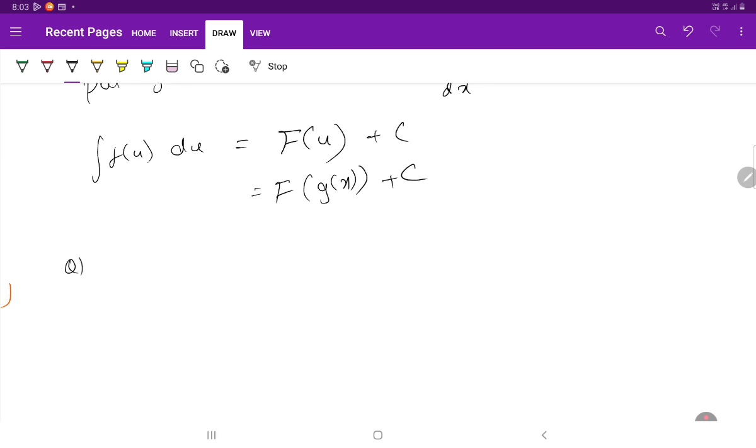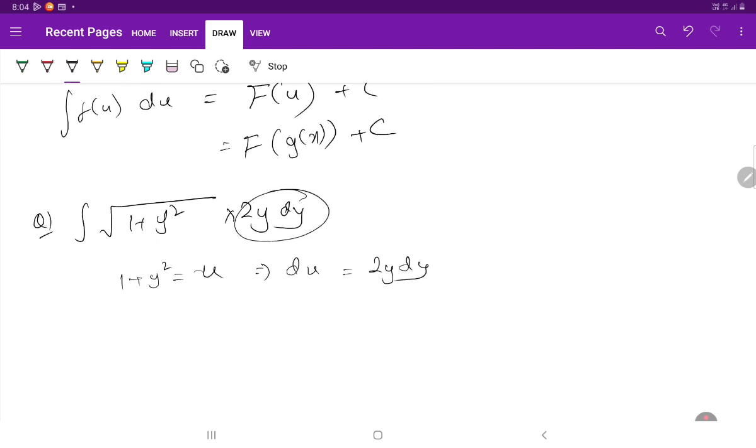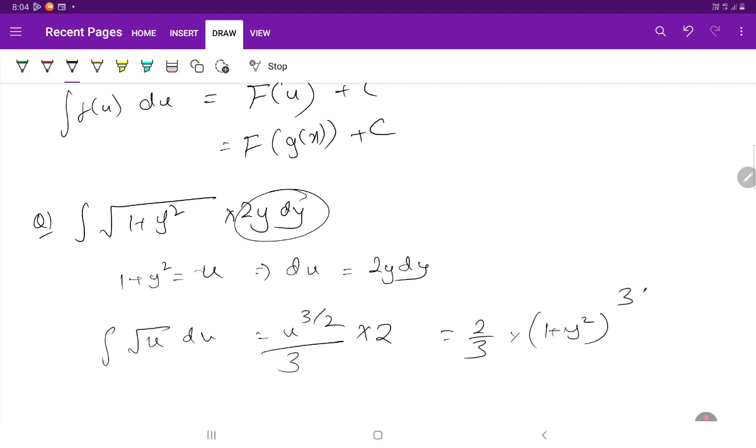The example is: integrate root of 1 plus y square into 2y dy. Substitute this 1 plus y square as u, then differentiate this u, you will get it to be 2y dy. Now this 2y dy is basically du, so you can write it as integration of root u du, which can be written as u to the power 3 by 2 upon 3 by 2, which comes out to be 2 by 3 into 1 plus y square whole to the power 3 by 2, and that's the answer.